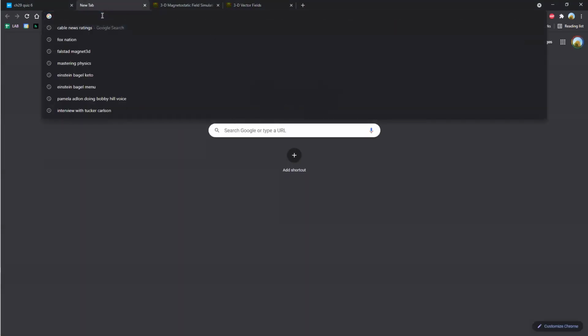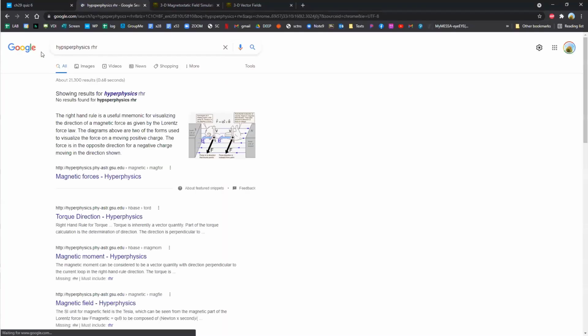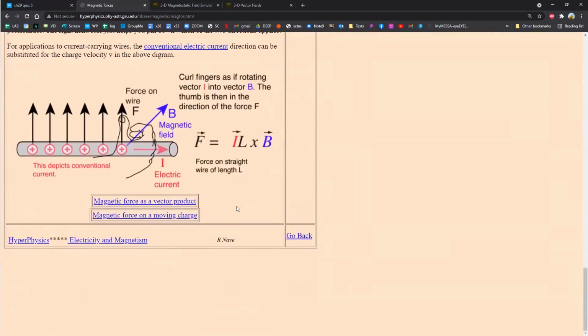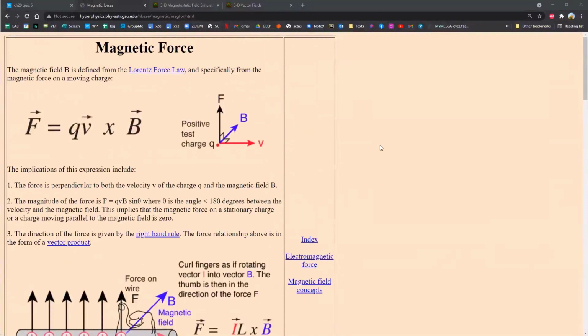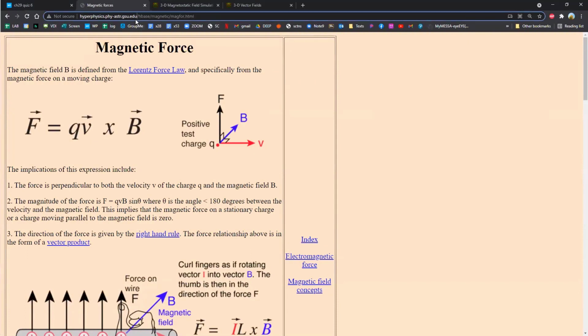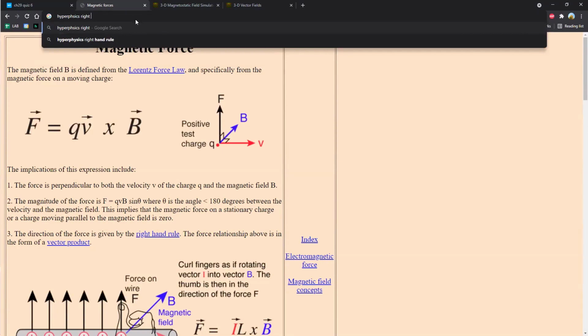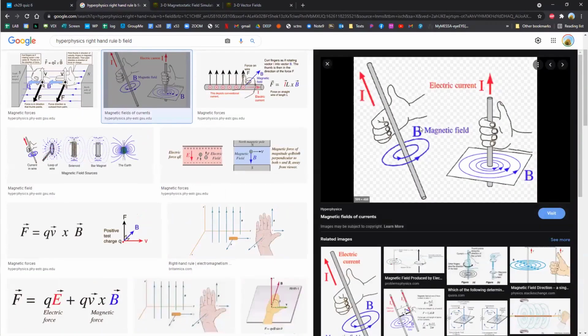along that wire, hyperphysics, right-hand rule, because I lost it. Let me go back to my notes. Hyperphysics, right-hand rule, B field. There. Okay, good enough. There it is.